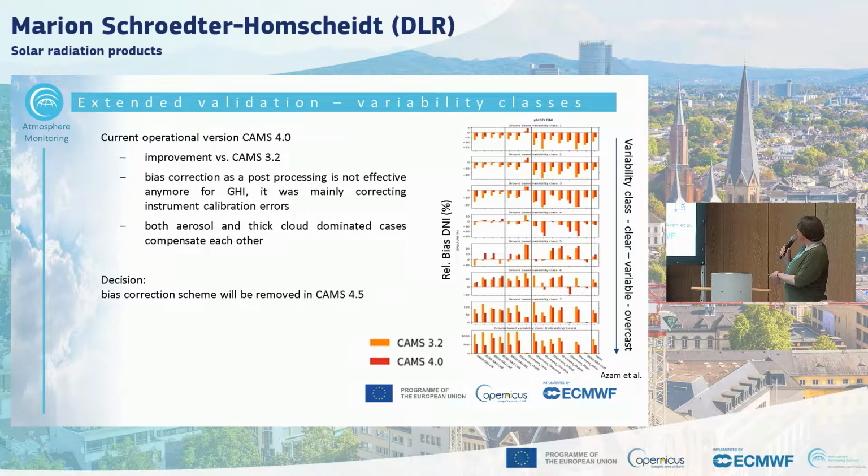We see from the colors here, from orange to red, improvement in the recent version. But we also see in the meanwhile that what we used to apply as a bias correction was profiting from this balancing out of errors, which, as said, is not what we want to do. So we will now remove this bias scheme in the next version.